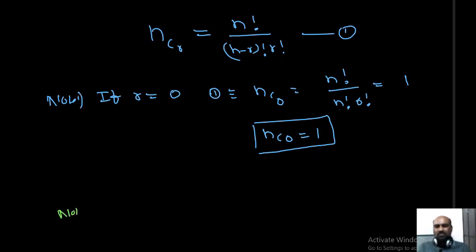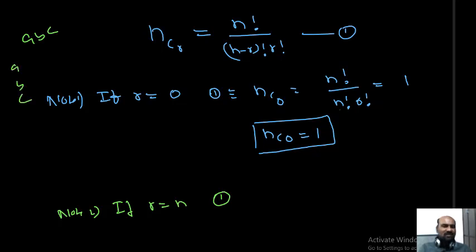Note 2. If r equals n, it means selecting all. For example, A, B, C are there. We want to select 1. How many ways can you select? A, B, C: 3 ways. Select 2: AB, AC, BC: 3 ways. Selecting 3: only one way, no? A, B, C, 3 members are there. We want to make a group or select 3 at a time. Only one selection, that is A, B, C.